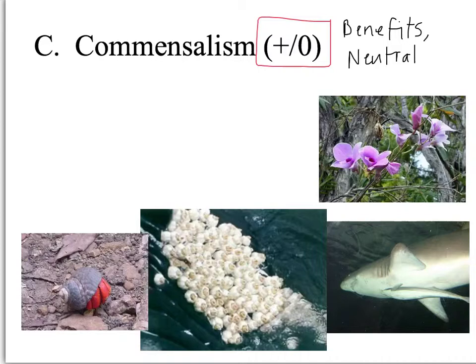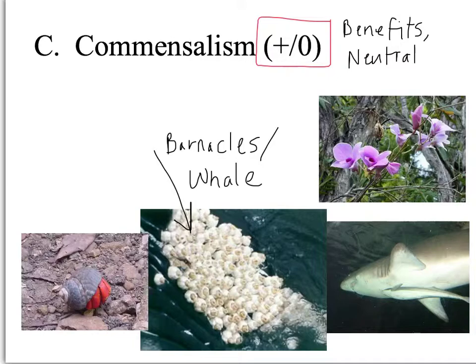Okay, a very common example of this is the one smack down in the middle here. You can see it as these white crusty things. What these actually are, right here, are barnacles. They're little shelled creatures, crustaceans that attach themselves to a variety of surfaces. And in this case, these barnacles are attached to a whale. Now they don't hurt the whale, but they don't help the whale either. So the whale is the zero or the neutral part of this relationship. The barnacles are the plus part.